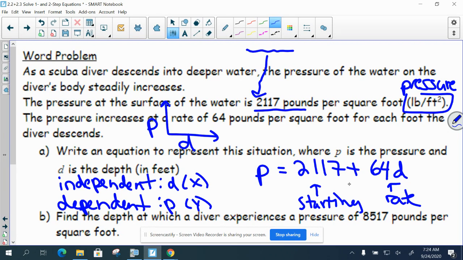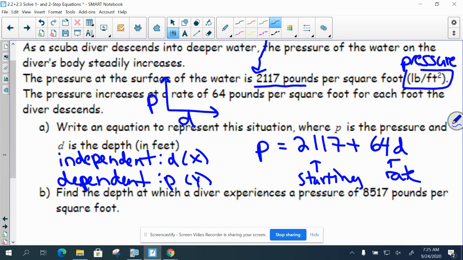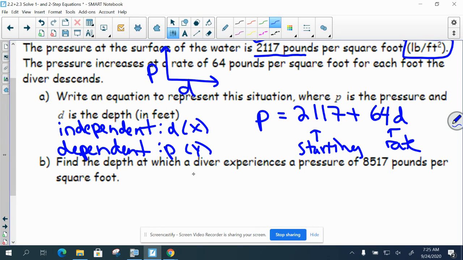Okay, so we've done some examples where it's decreasing, like how much you have left, and that would be like subtraction, because the amount you have left is decreasing. In this case, it's increasing. And then part B, find the depth at which a diver experiences the pressure of 8,517 pounds per square foot. So this is the pressure. So we would plug that in for P in our equation.